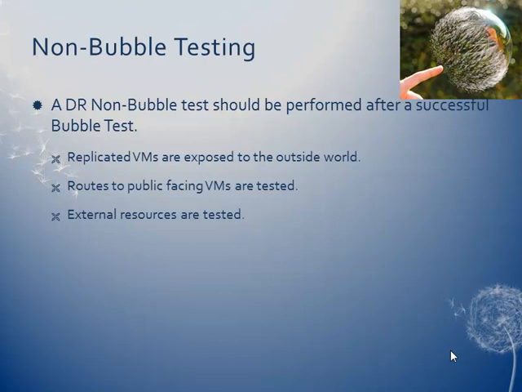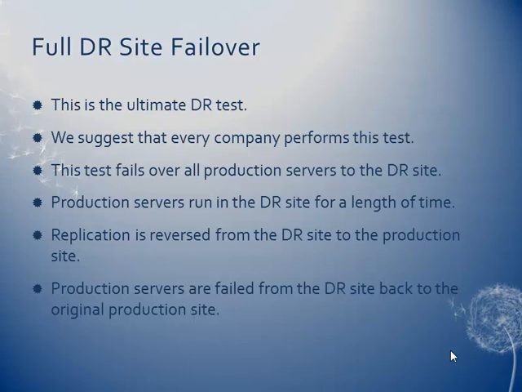Once a successful bubble test has been performed, then we perform what's called a non-bubble test. Essentially what we do here is, usually over a weekend, we'll shut down all our production VMs, replicate them over to the DR site, start up the VMs, and then expose those VMs to the outside world. Then routes to public-facing VMs are tested, and external resources are also tested. We'll do as much testing as we can for the weekend, and then we'll shut them back down and bring up the machines back on the production side.